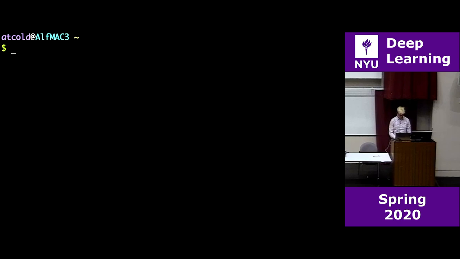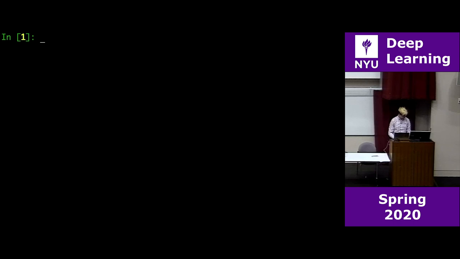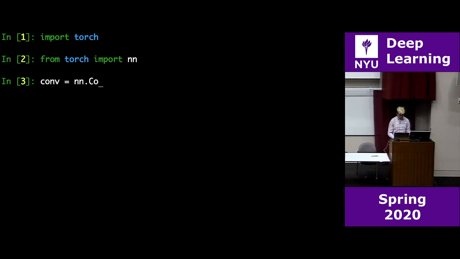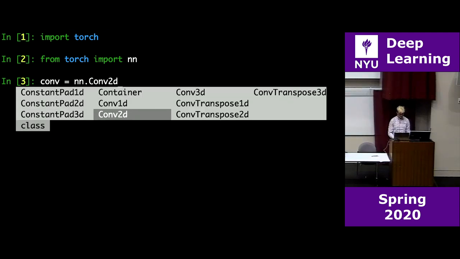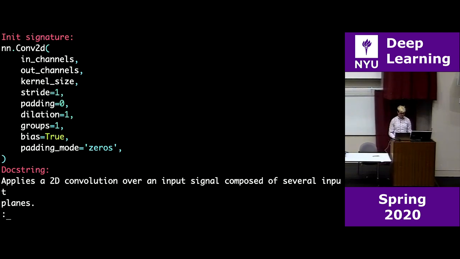Okay, so right now we do conda activate PDL, PyTorch Deep Learning. So here we can just run IPython. If I press Control L, I clear the screen, and we can do import torch. Then I can do from torch import nn. So now we can see, for example, conv, my convolutional layer, is going to be equal to nn.Conv, and then I can keep going until I get this one. Let's say I have no idea how to use this function. I just put a question mark, I press enter, and I'm going to see here now the documentation, okay?